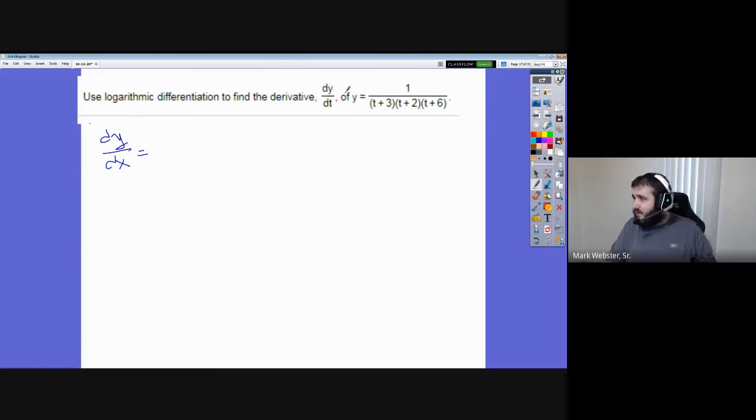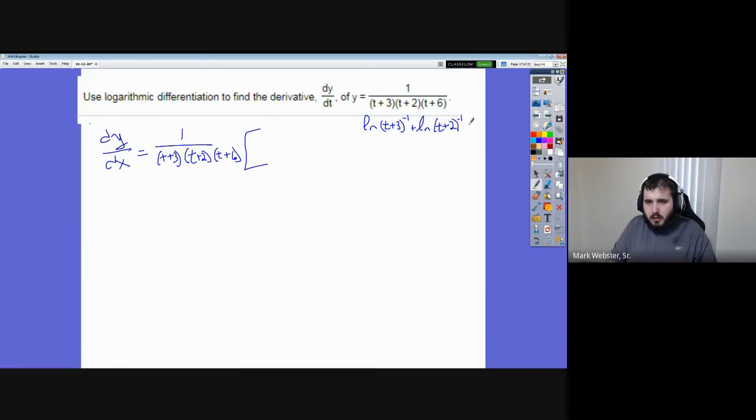Because remember, you take the derivative of left-hand side, 1 over y times dy dx. And I'm just going to put all this right here. t plus 3, t plus 2, t plus 6, times. Now let's take the derivative of these pieces. And I'm skipping some steps here, but that's what makes this logarithmic differentiation so much better, because once you get it, it becomes so much easier to do.